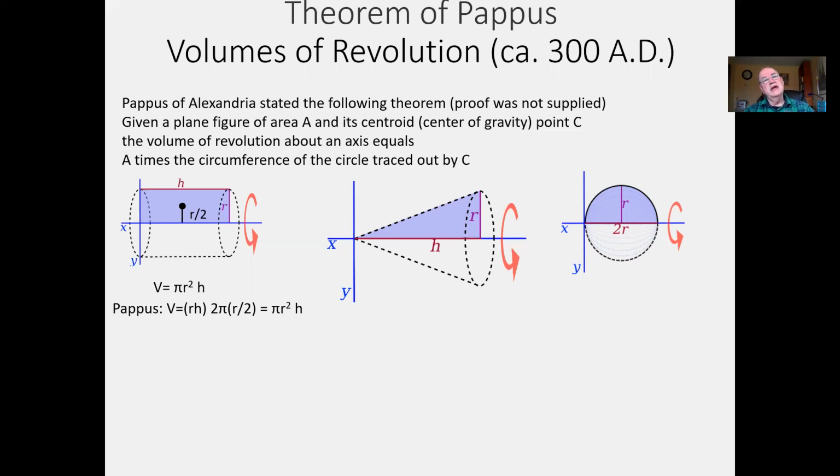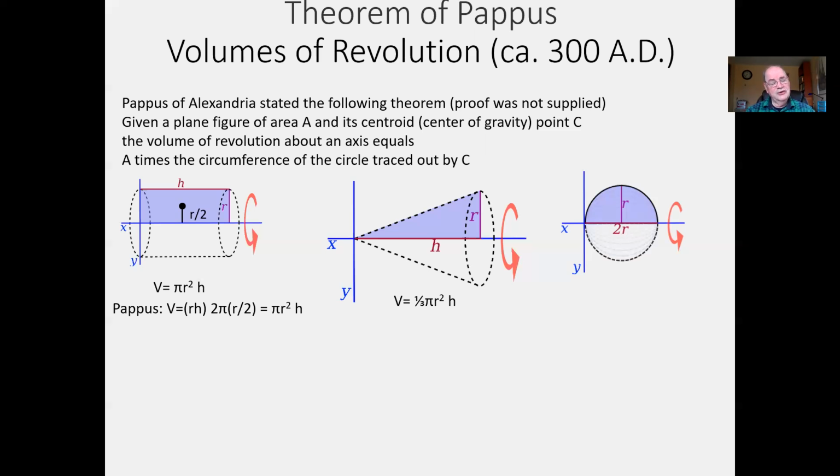Let's take a look at the second one in the middle. Let's take a triangle and spin that around the x-axis. Then we're going to get a cone, and we're going to get the volume of a cone. Again, we know the volume of a cone. Volume of the cone is very nicely related to the volume of the cylinder. It's exactly 1/3 of it. You take that pi r squared h and take 1/3 of it, that's the volume of a cone.